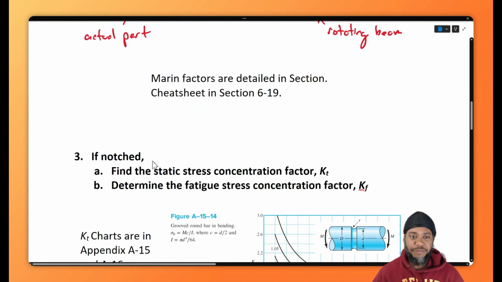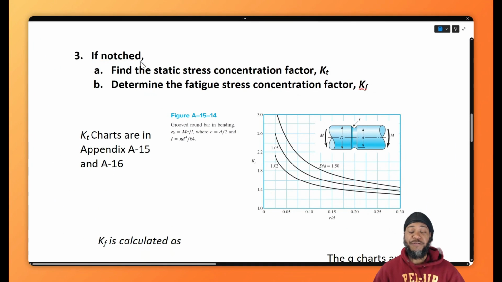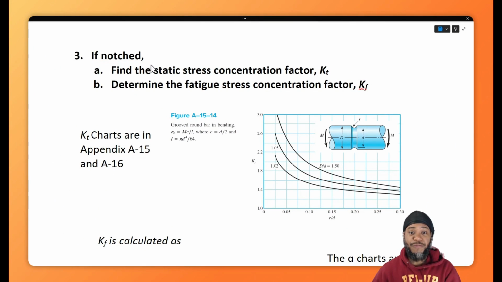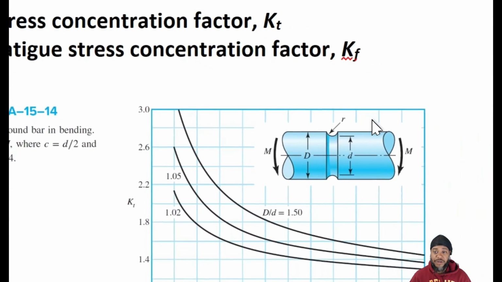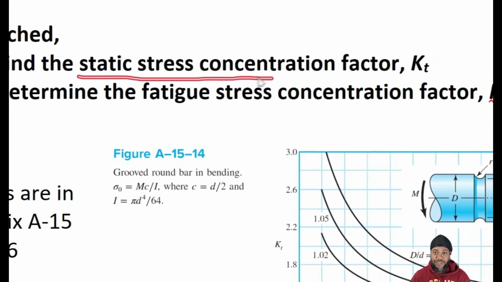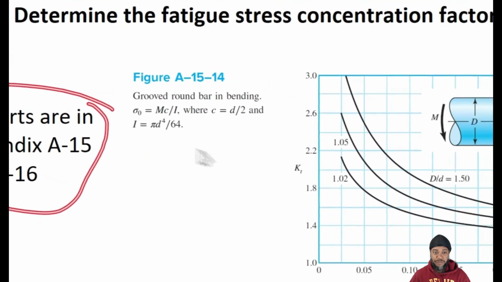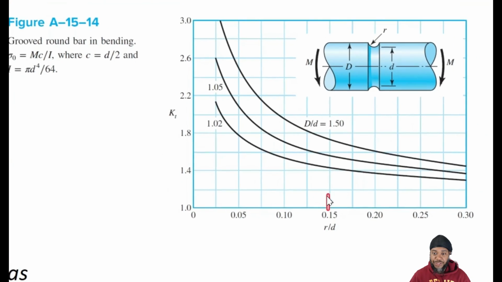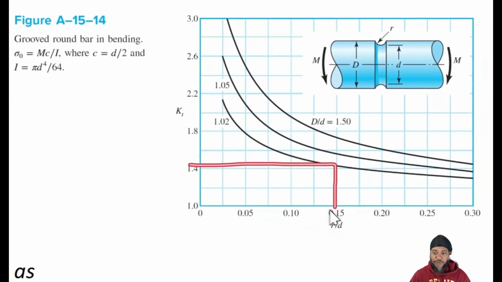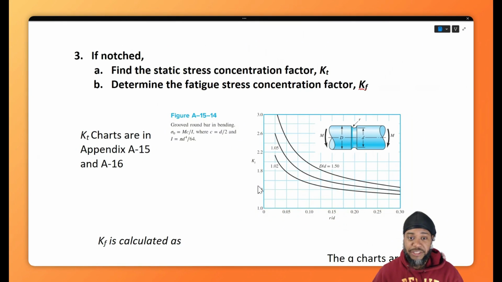All right, step three. If our part is notched, then we need to deal with how that notch affects its fatigue resistance. The first thing we need to do, for our notch geometry, is find its static stress concentration factor K_T by grabbing the chart from our appendix and reading the chart to plot up and over for our specific combination of dimensions in order to get that K_T parameter.